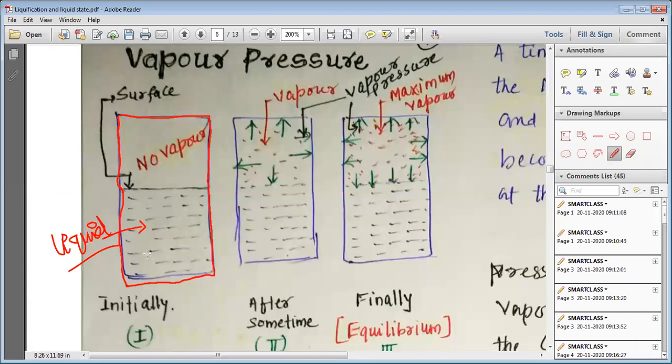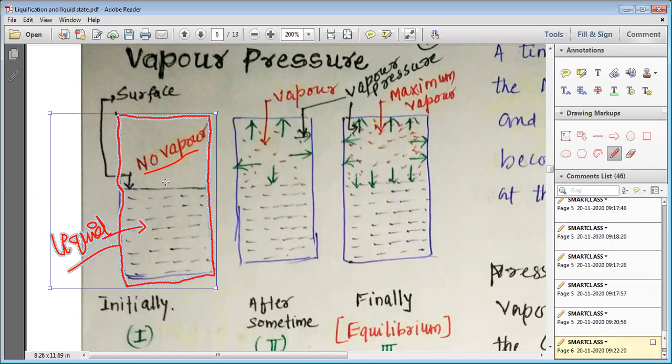When we take the liquid, initially there is no vapor available. This portion of liquid is known as the surface, which is what we are all aware of. This is the surface of the liquid. Now, as time passes, we see that the liquid turns into vapors.